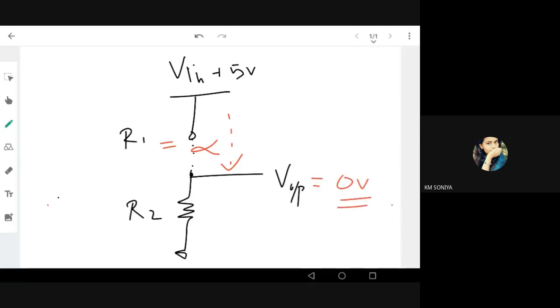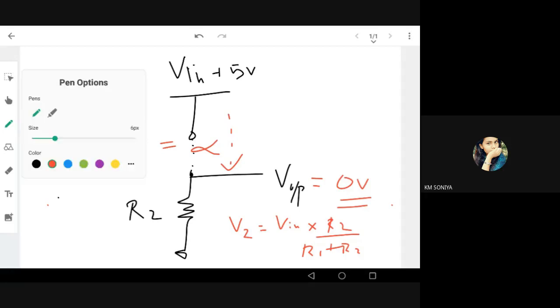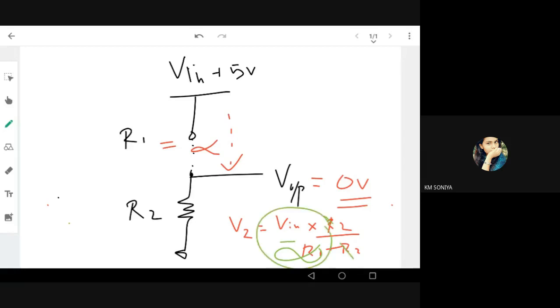How can you see it equation-wise? V2 equals V input into R2 divided by R1 plus R2. Here R1 is infinity, that means in this equation the denominator is infinity. So this is negligible, and V in by infinity is nothing but 0. So V2 is 0. Okay, so at the equation level we can understand it, as well as practically we can understand it.